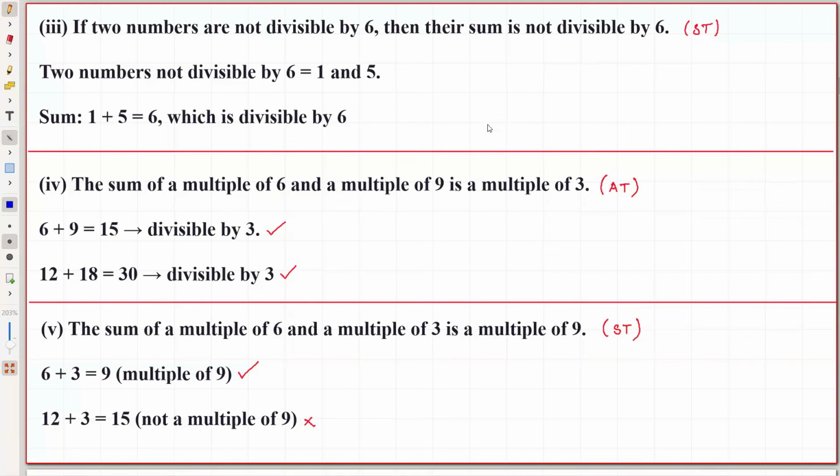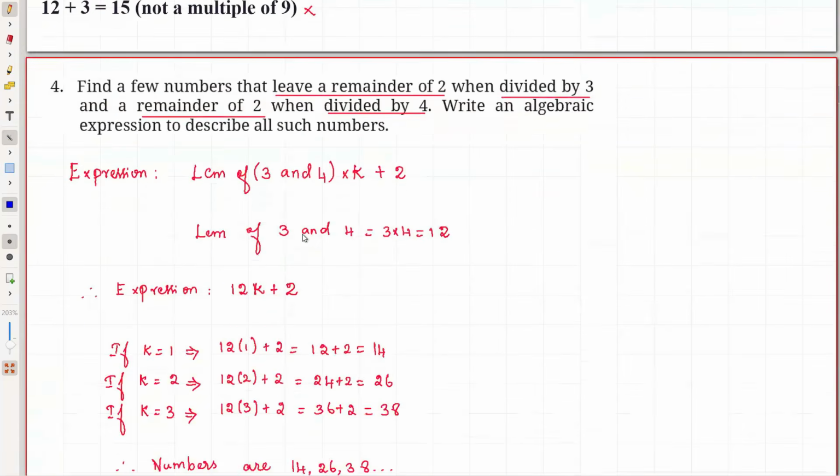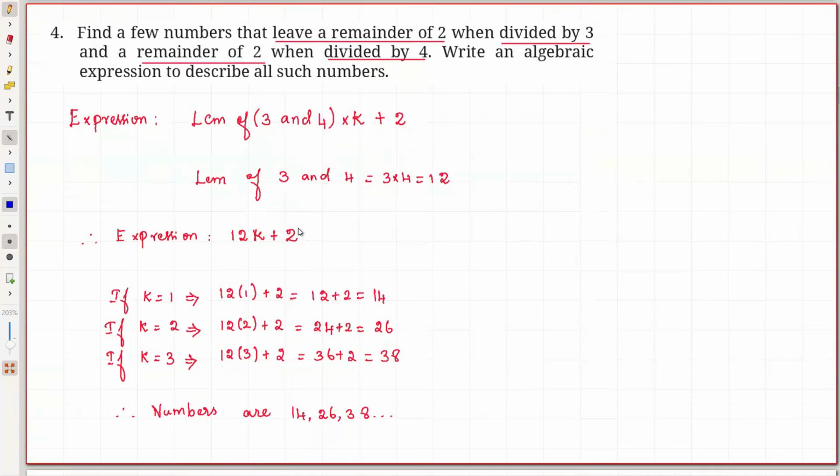How we can identify: you have to take any two examples, two numbers, and substitute and check the condition. Fifth one, the sum of a multiple of 6 and a multiple of 3 is a multiple of 9. Sometimes true. For example, 6 and 3, 9 is a multiple of 9. But 6 twos are 12, if I take 3, so 15. 15 is not a multiple of 9. Right.